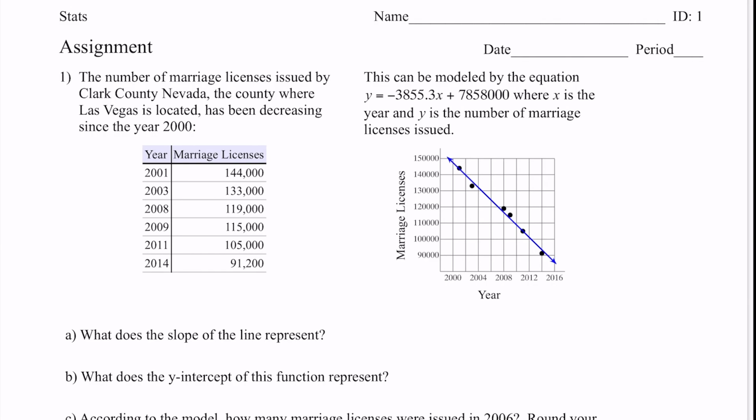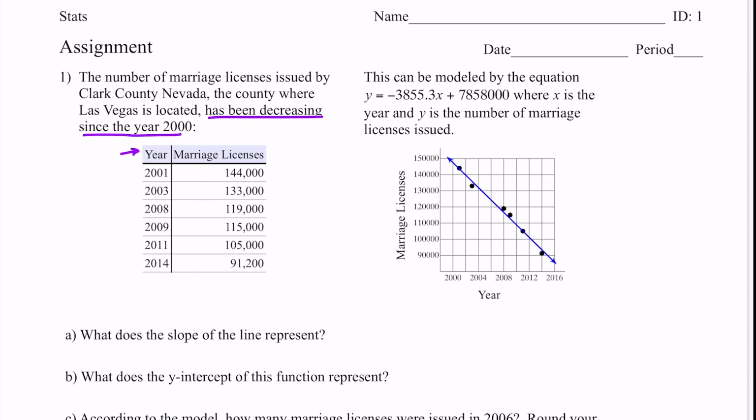Okay, this is your stats assignment. This is a review on linear regression. And number one is the number of marriage licenses issued by Clark County, Nevada, the county where Las Vegas is located, has been decreasing since the year 2000.